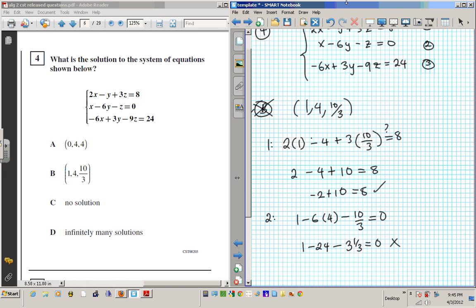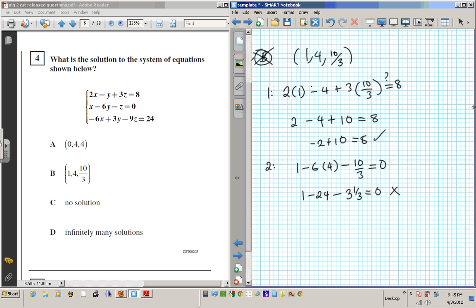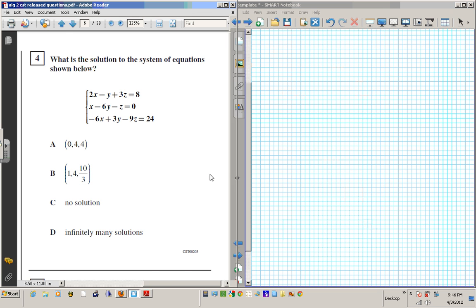So if A is not a solution, and B is not a solution, and D is not a solution, then our answer by elimination must be C. So in this case, our answer is C. Basically, one of these planes does not intersect with the rest, so the planes do not intersect at a point. That's basically what you have here. So your answer is no solution. All right, now let's move on to question number 5.